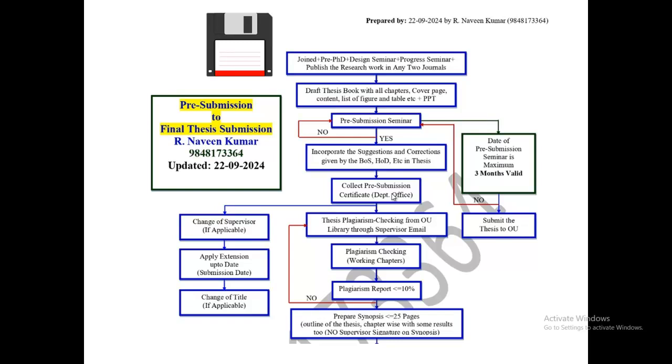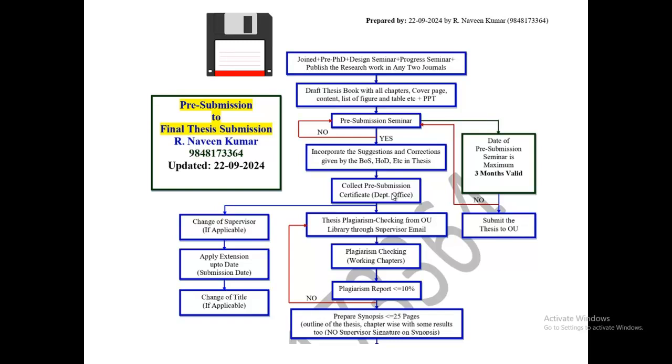For example, from cover page to abstract, the flow is like this: cover page, certificate, declaration, acknowledgement, list of contents, list of tables, list of figures, abbreviations, abstract, then followed by the chapters.